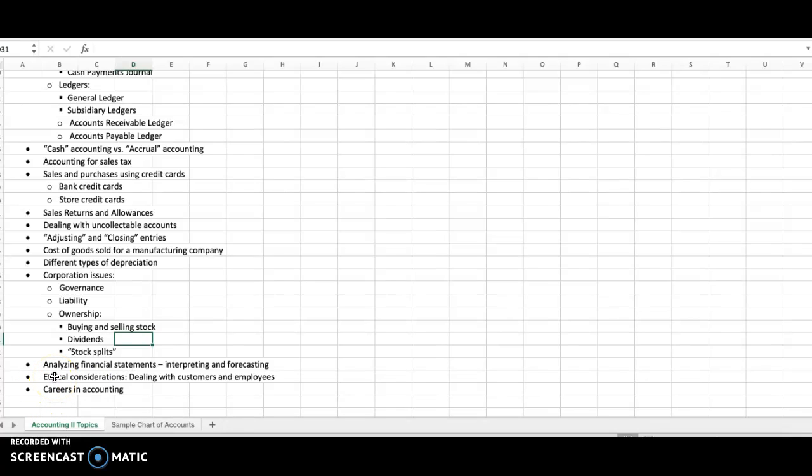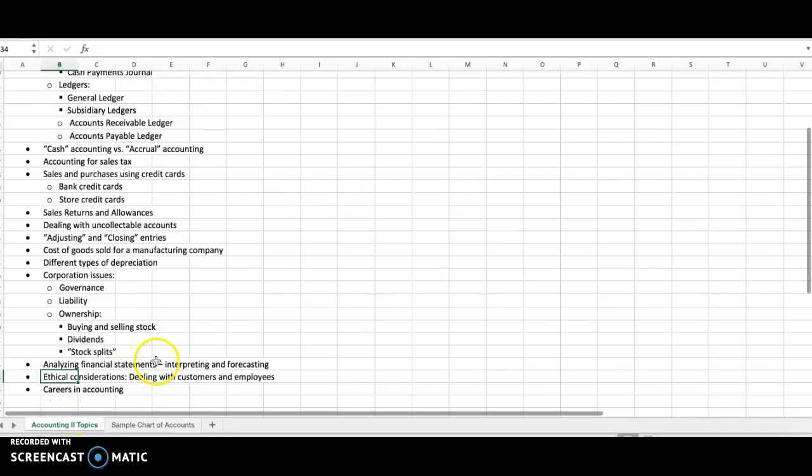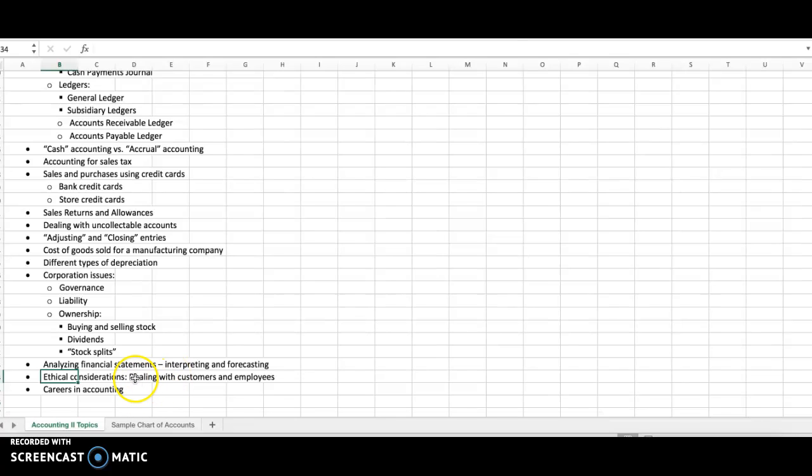And we'll spend quite a bit of time on ethical considerations, dealing with customers and employees, a very important aspect of any business, particularly if we're talking about an accounting course in a Catholic high school. And this is something that we need to spend a little bit of time with, because it's an important part of being an ethical and responsible business owner or an accountant for a business.